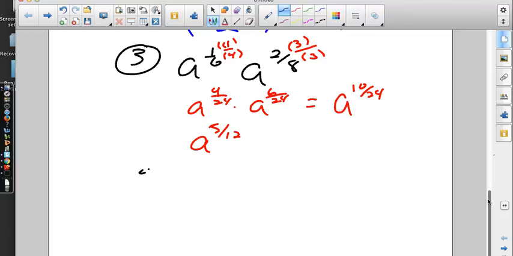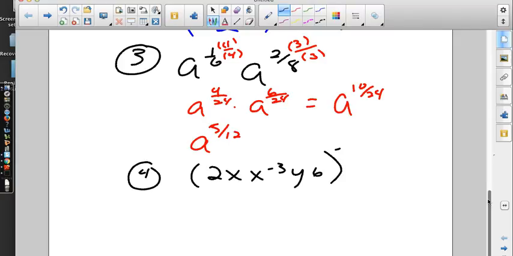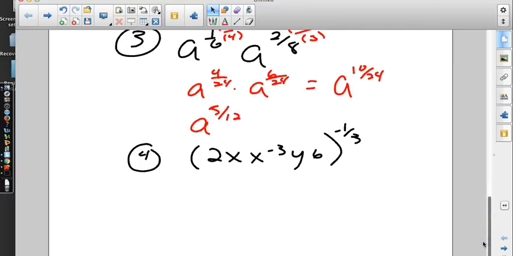Number 4 has lots of steps. For the test, if we write it as the 12th root of A to the 5th, you'll lose half. Whatever they gave you is what you're supposed to give them back. So always do that last check.